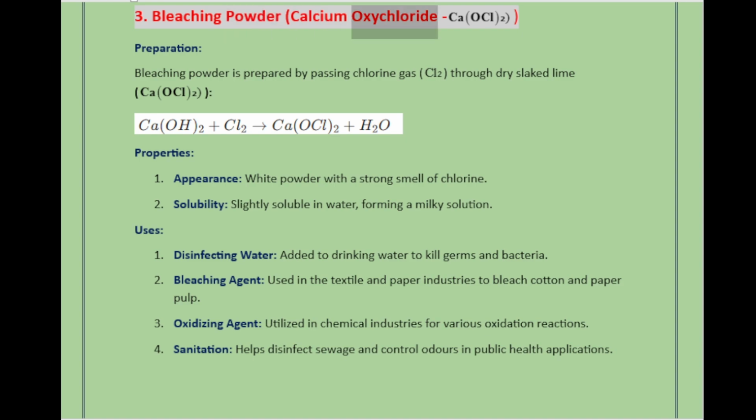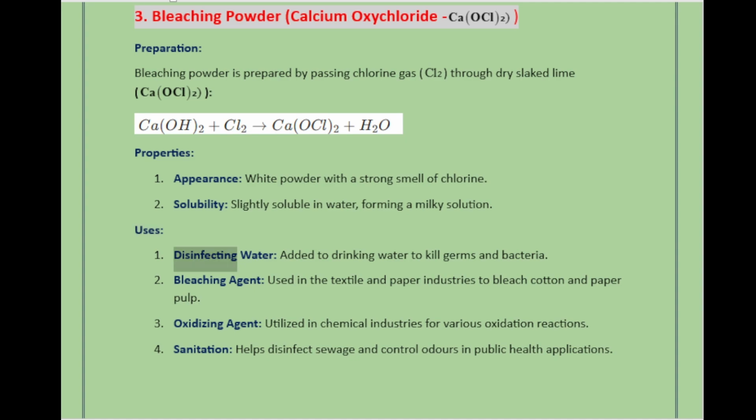3. Bleaching powder, calcium oxychloride. Preparation: bleaching powder is prepared by passing chlorine gas through dry slaked lime. Properties. Appearance: white powder with a strong smell of chlorine. Solubility: slightly soluble in water, forming a milky solution.